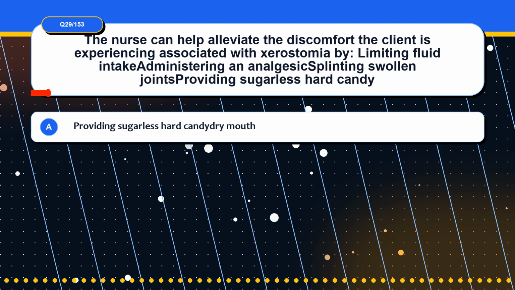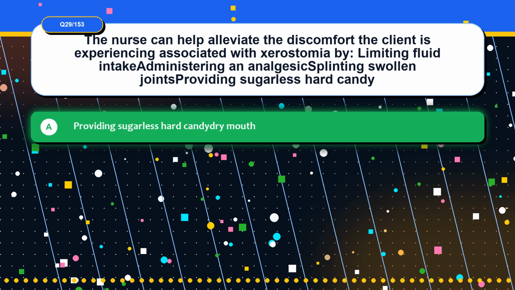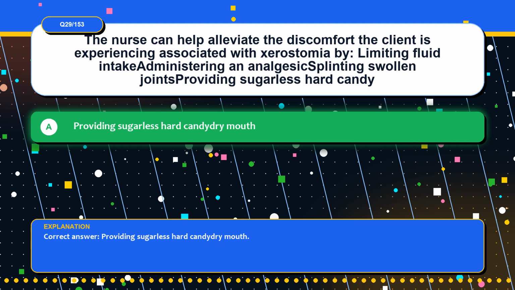Question 29. The nurse can help alleviate the discomfort the client is experiencing associated with xerostomia by limiting fluid intake, administering an analgesic, splinting swollen joints, or providing sugarless hard candy. Here are the options. Option A. Providing sugarless hard candy, for dry mouth. The correct answer is option A. Providing sugarless hard candy, for dry mouth.